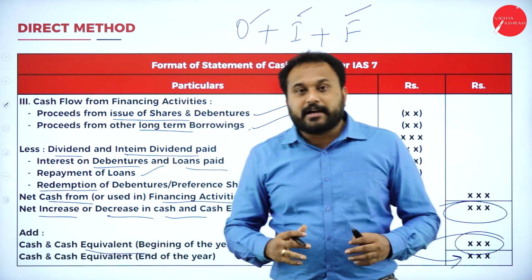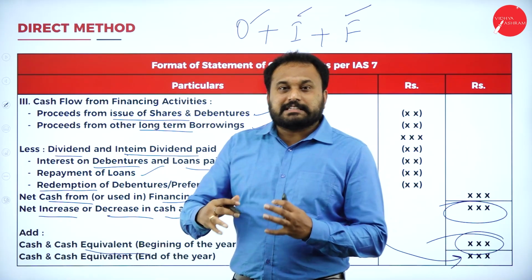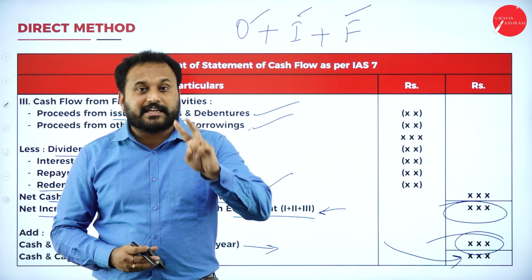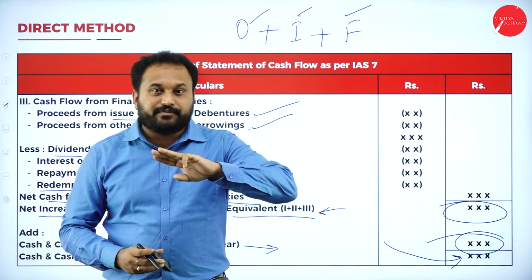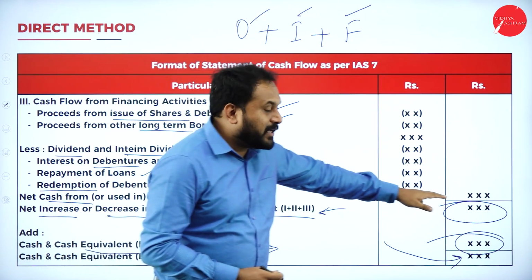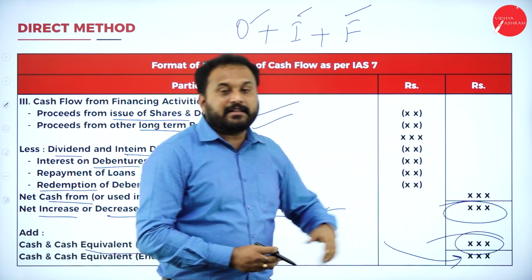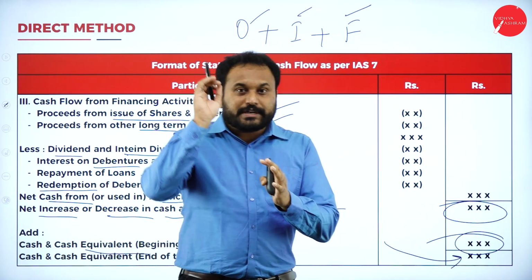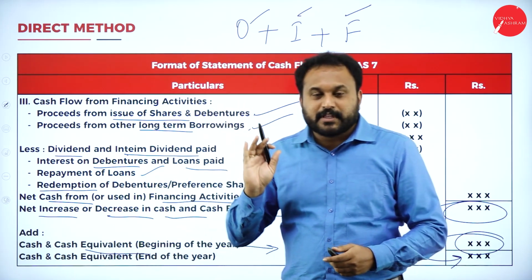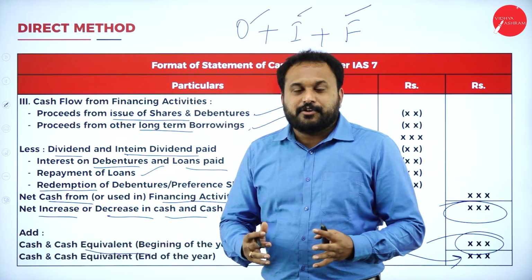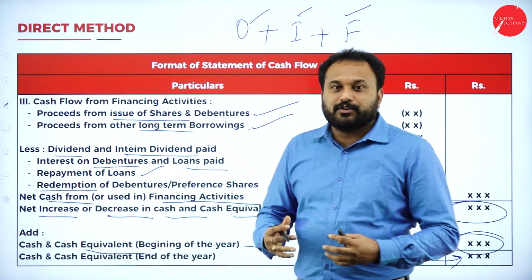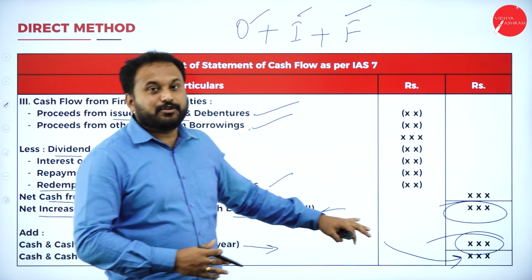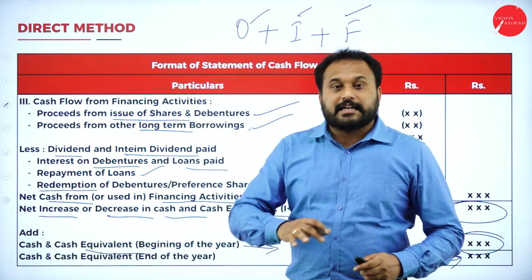So this is the format of the direct method. What are we supposed to do? We are supposed to calculate three things. One is the operating, second is the investing, and the third is the financing. If you are done with all the three, you need to add the opening balance. If you add the opening balance, you will definitely get the closing balance. If you get it, your answer is correct. So it's a lengthy problem, but the more you practice it, you will feel that it is so easy, and you can get 15 marks if you prepare the cash flow statement. That is the direct way.